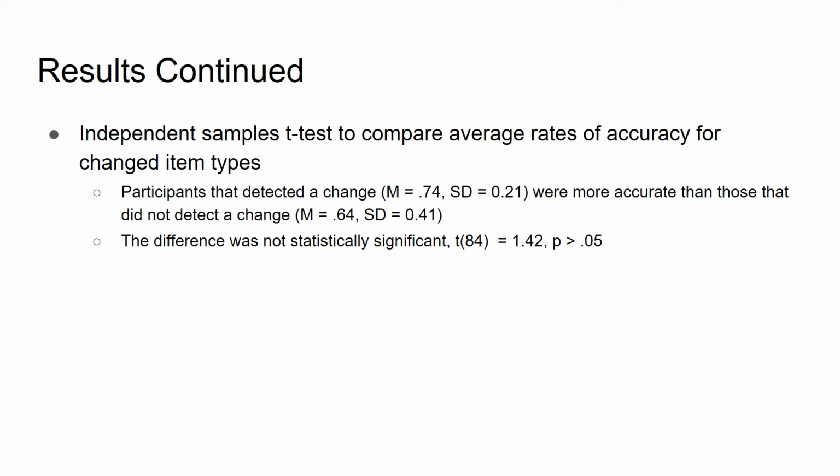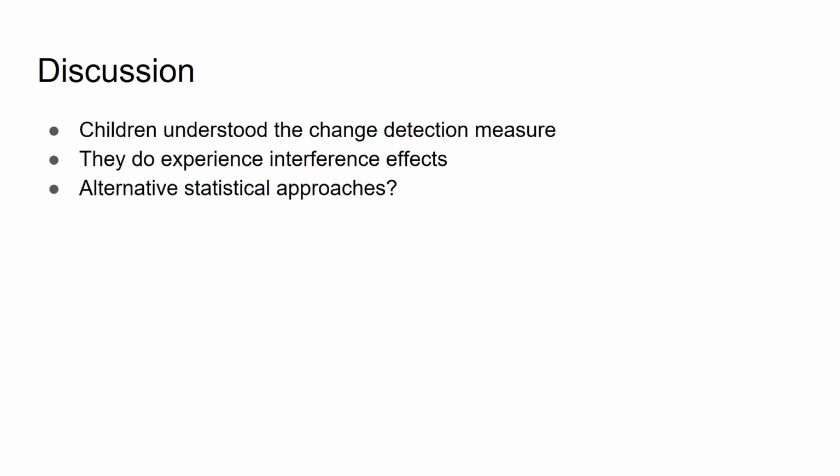I took a conservative approach and used an independent samples t-test to compare average rates of accuracy for changed item types. This revealed that participants that detected a change were more accurate than those that did not, but the difference was not statistically significant. 28 children detected change in every instance they viewed a changed item type, confirming that children understood the change detection measure and were attentive during the test phase.